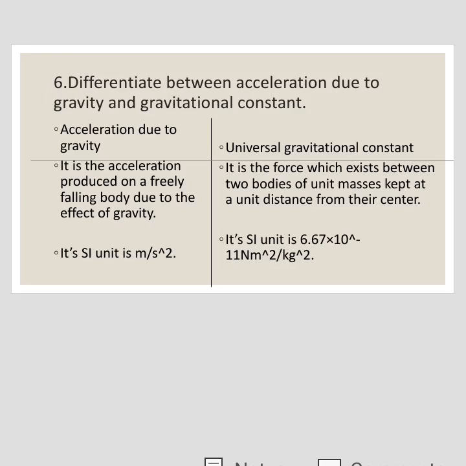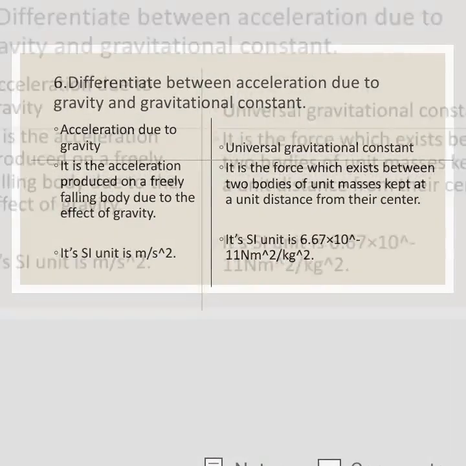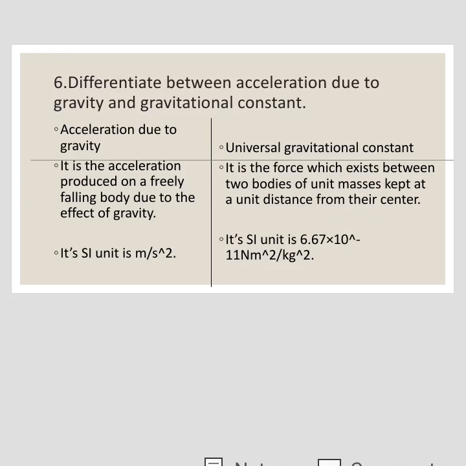Here small g means acceleration due to gravity and capital G means gravitational constant. So acceleration due to gravity is the acceleration produced on a freely falling body due to the effect of gravity, and the universal gravitational constant is the force which exists between two bodies of unit masses kept at a unit distance from their center. The SI unit of acceleration due to gravity is meter per second square, while the SI unit of universal gravitational constant is Newton meter square per kg square. Sorry, I have mentioned its value, and the value is right, but the SI unit is Newton meter square per kg square.